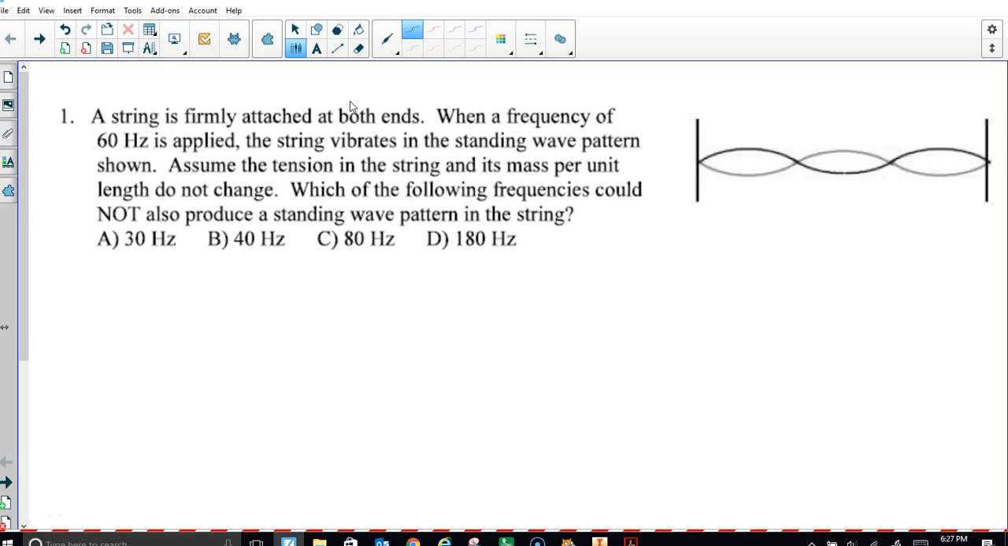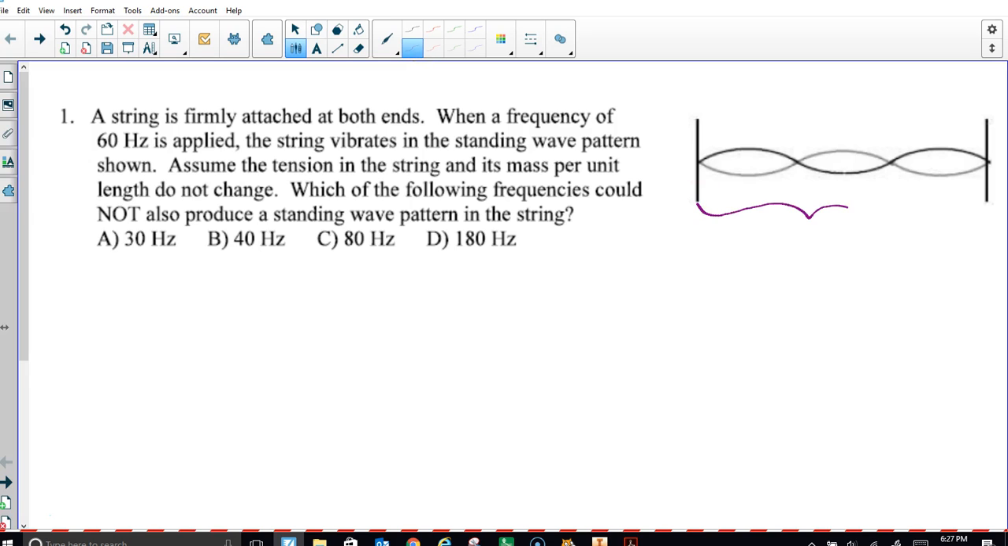So here's some help for you. This problem. So first thing we'll look at, you see a standing wave. This is the thing I want you to recognize. How big is one wavelength?